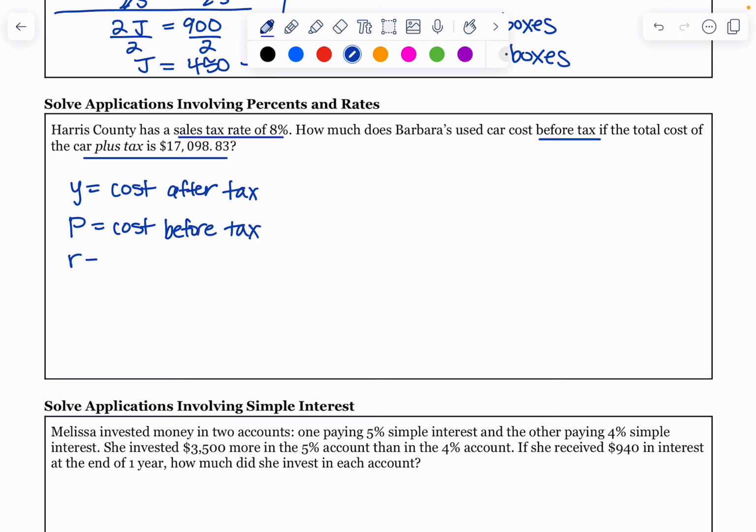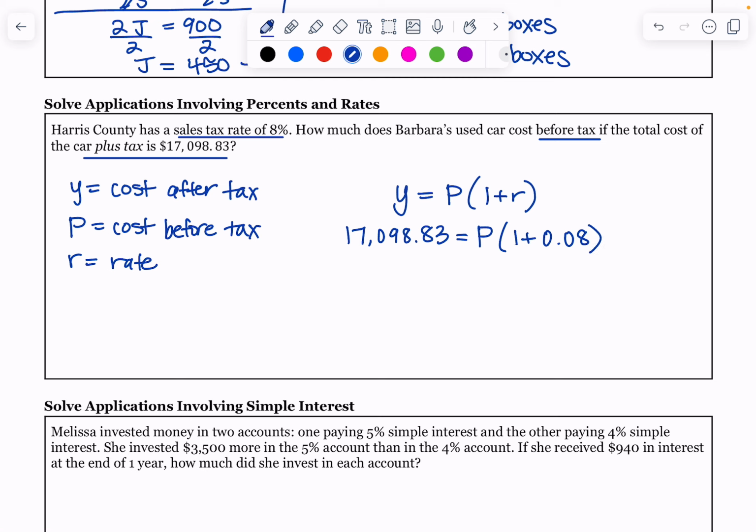And R is going to be the tax or the rate. So we're going to use this equation y equals P times 1 plus R. And so if we plug in what we know, we're going to have $17,098.83 equals P. We don't know what the original price was. 1 plus, to make 8% into a rate, it's going to be 0.08. And then we're going to solve for P.